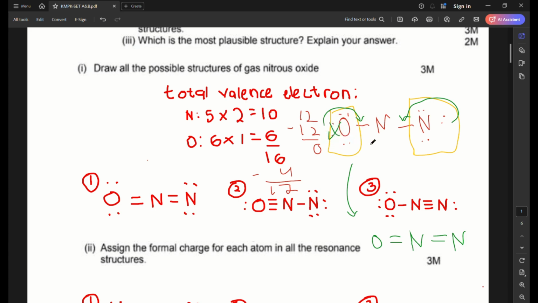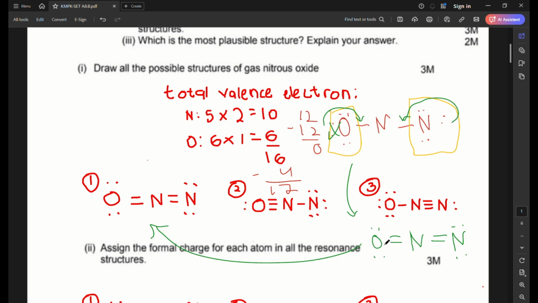You don't have to draw this one anymore. So there's going to be 4 lone pairs here, and another lone pair here. Hence, we get the first Lewis structure. Okay, so the second one. How do I get the second one?